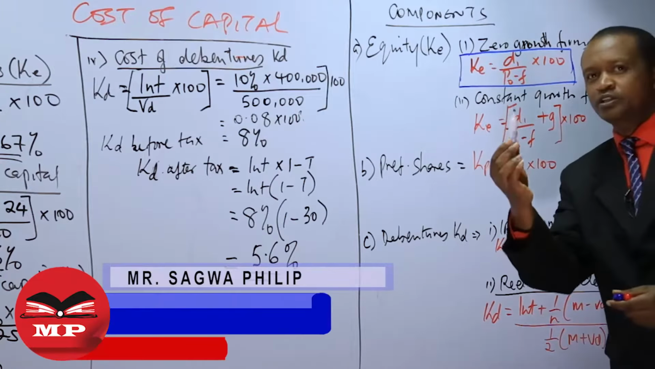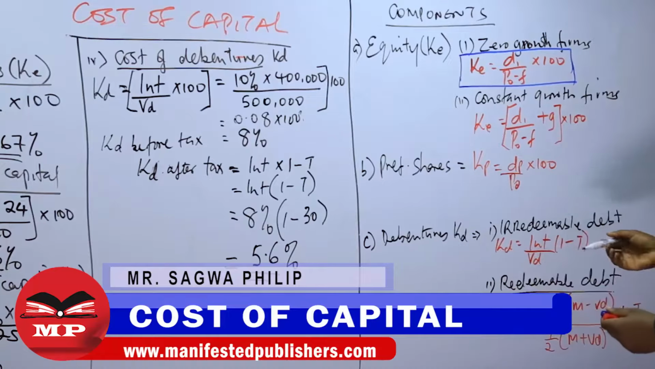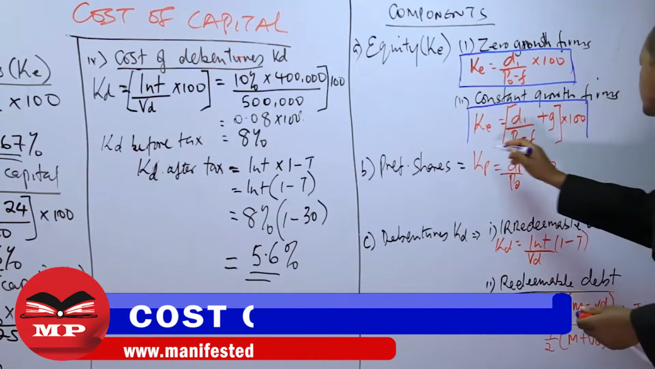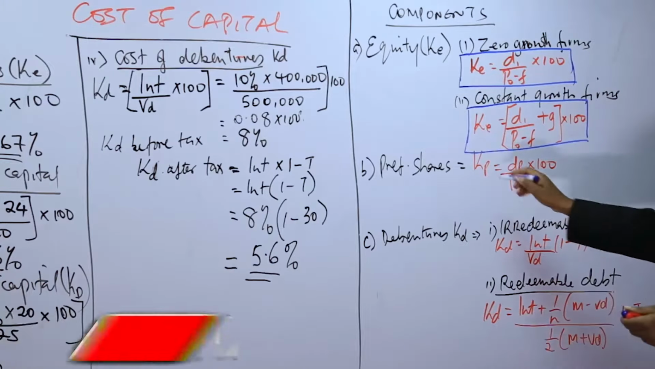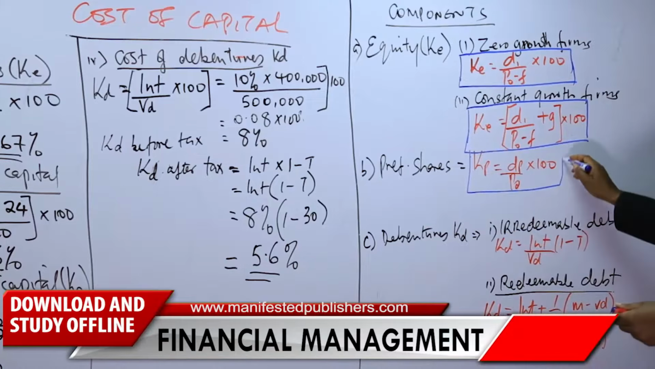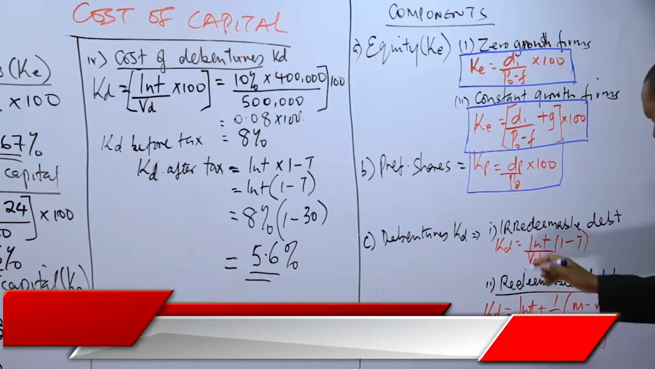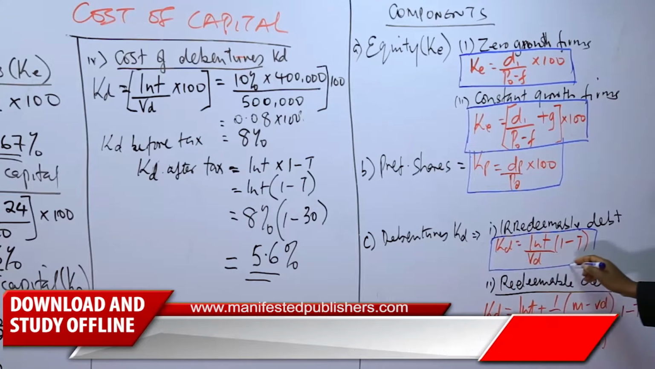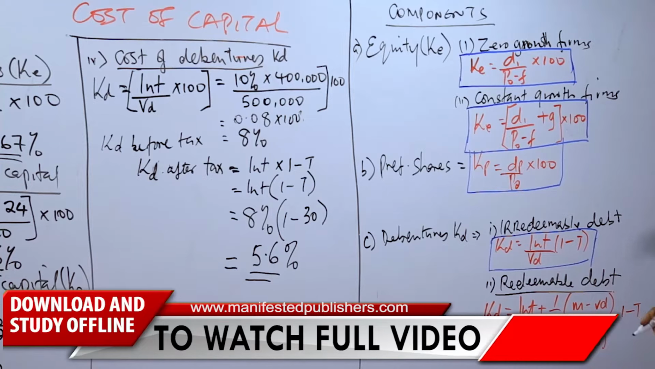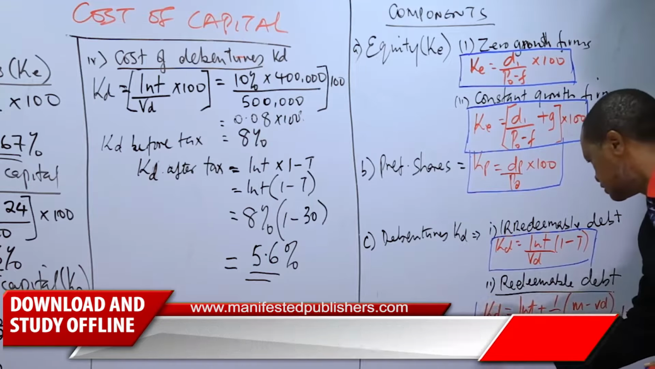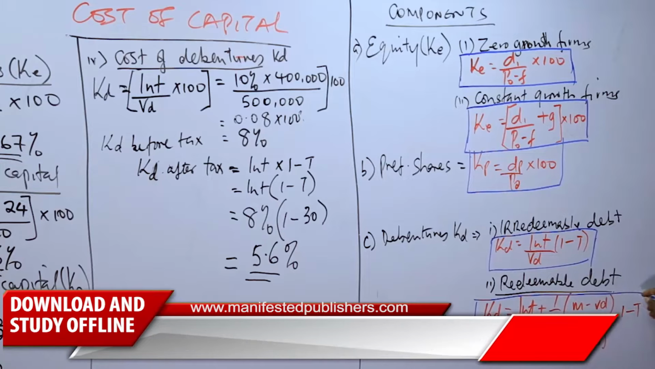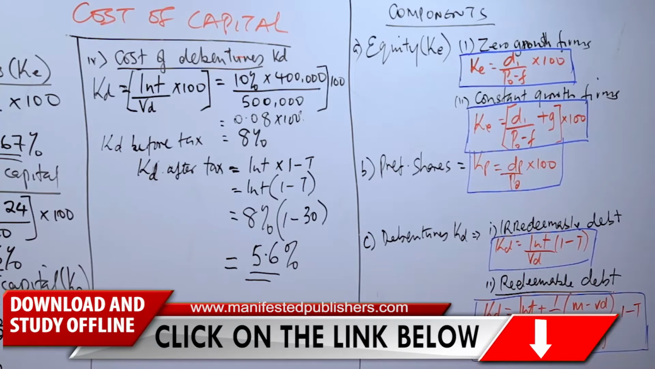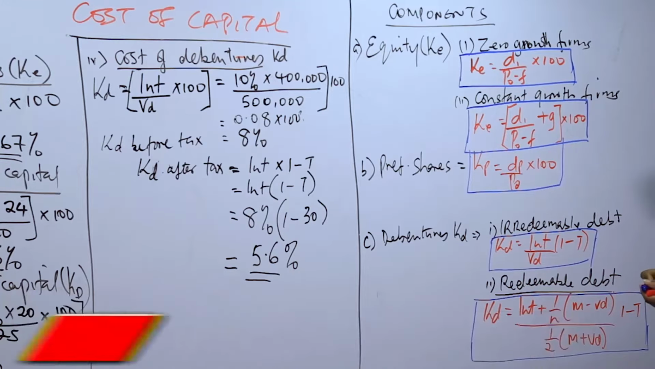So you see I have a brand new blue pen. That is the second formula. The third formula you need to master, need to memorize. Then we have that other formula for irredeemable debentures. And lastly, you have this formula here. You have that formula which you need also to master for redeemable debt. So that is what we have learned today.